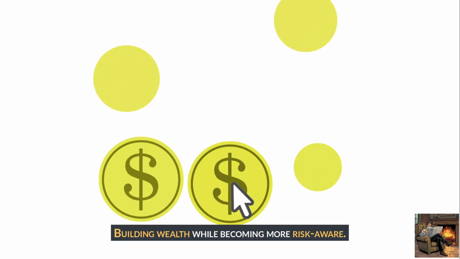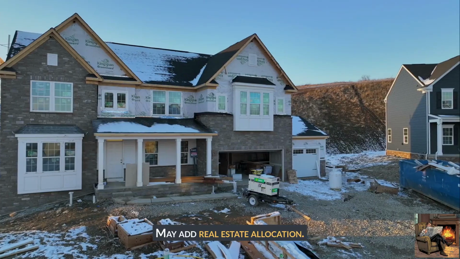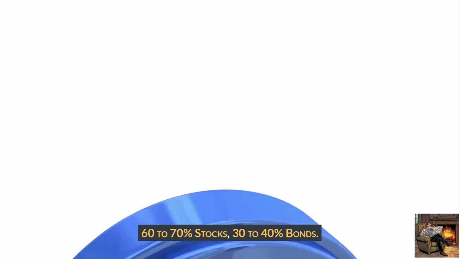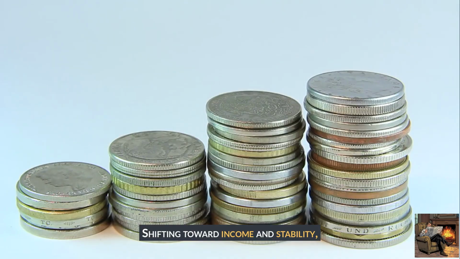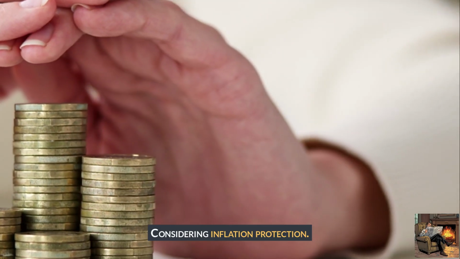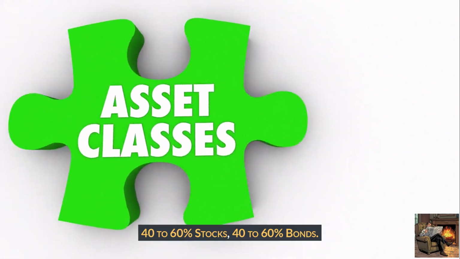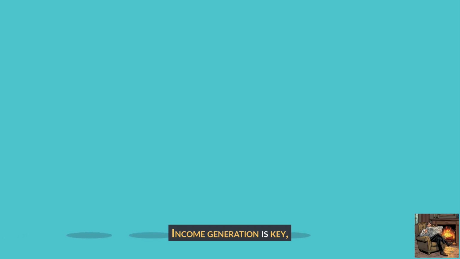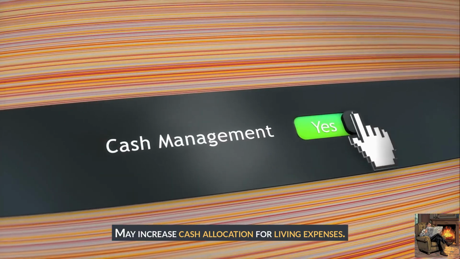Building wealth while becoming more risk-aware. Starting to think about capital preservation. May add real estate allocation. Pre-retirement, 50s to 60s, the transition phase: 60 to 70% stocks, 30 to 40% bonds. Shifting toward income and stability, less time to recover from major losses. Considering inflation protection. Retirement, 65 plus, the distribution phase: 40 to 60% stocks, 40 to 60% bonds. Income generation is key. Capital preservation becomes crucial, may increase cash allocation for living expenses.